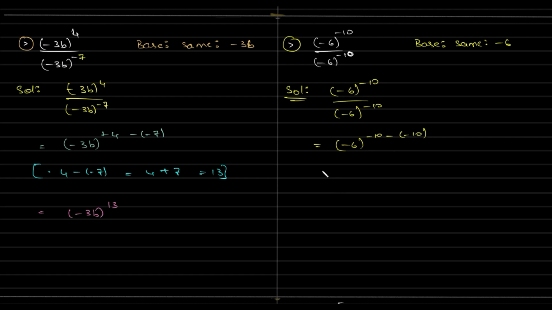So what we're looking at is negative 10, negative of negative 10, negative into negative is positive 10. So this is nothing but 0, is it not? So this is negative 6 whole to the power of 0. So negative 6 whole to the power of 0 is, anything to the power of 0 is 1. Right?